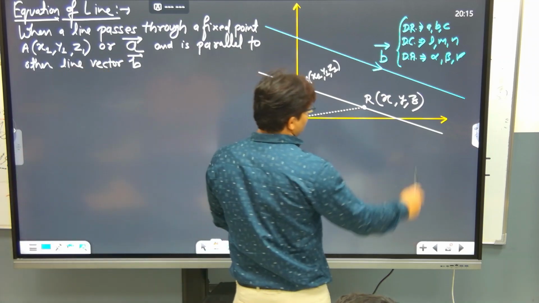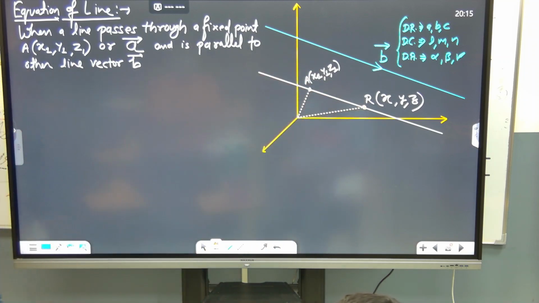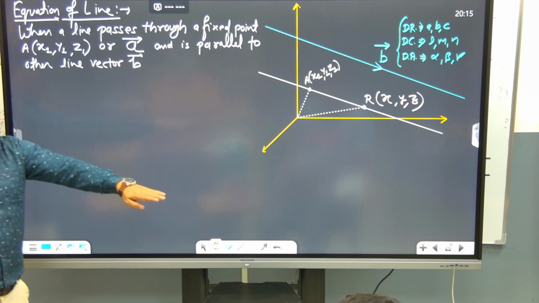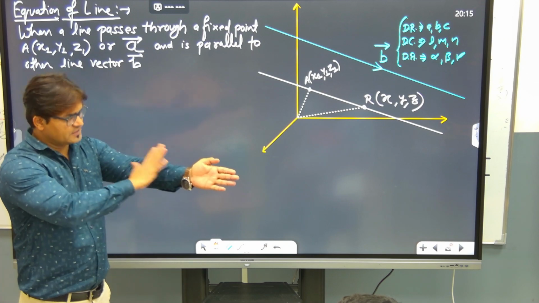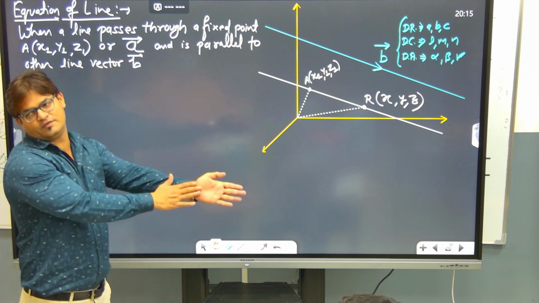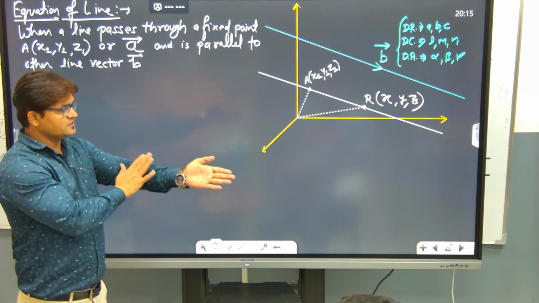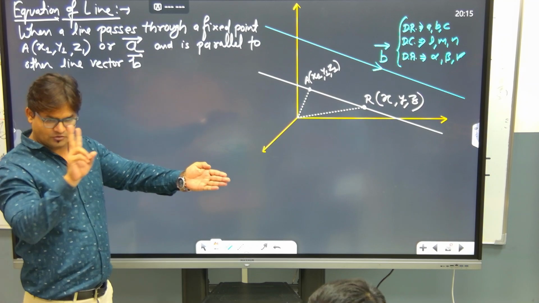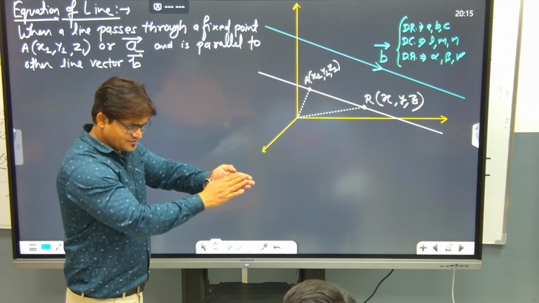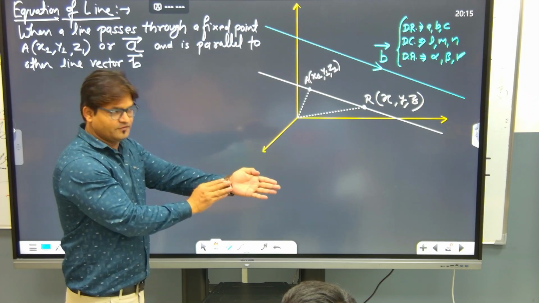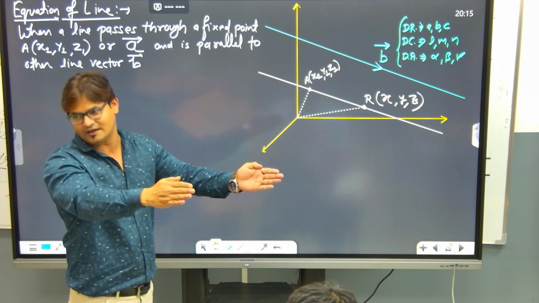So that means we have to find the equation of this line in 3D. This is our x axis, this is our y axis, this is our z axis. We have to calculate this equation in 3D, this line, where this line passes through one fixed point. Now we have 2 types of cases. Either this direction is given, so this is direction of line, and this is one fixed point. Or maybe instead of this direction, we have another line for which direction is given.